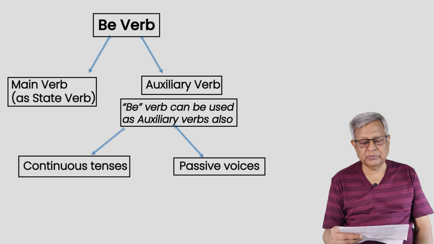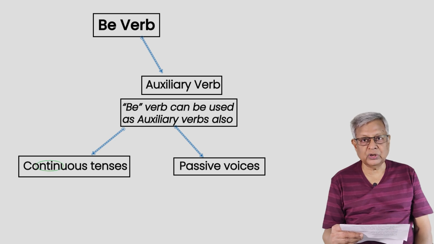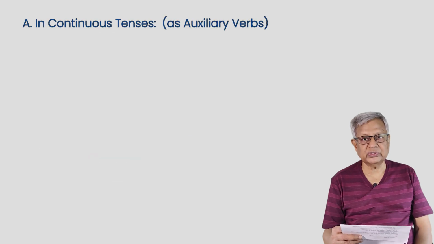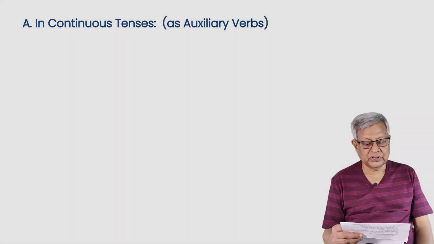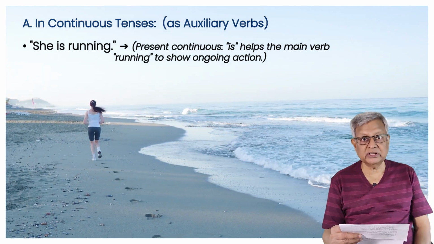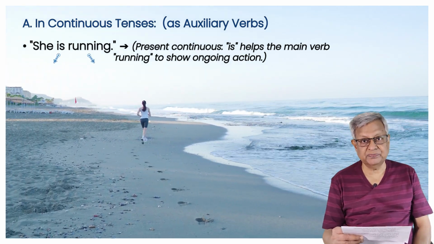The be verbs can be used in continuous tenses and in passive voice. There are two divisions. Now we are going to see how these can be used in continuous tenses. I am giving you some example sentences. She is running. Running is an action, but it comes with ing.